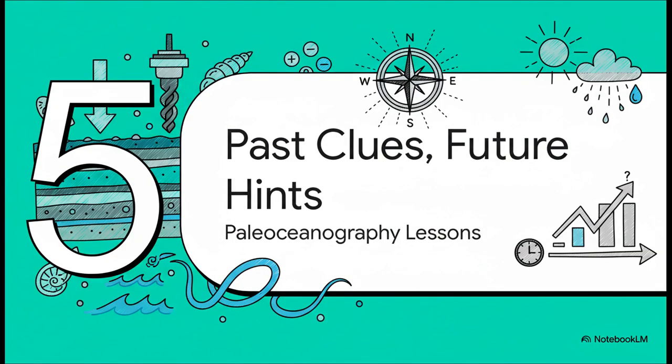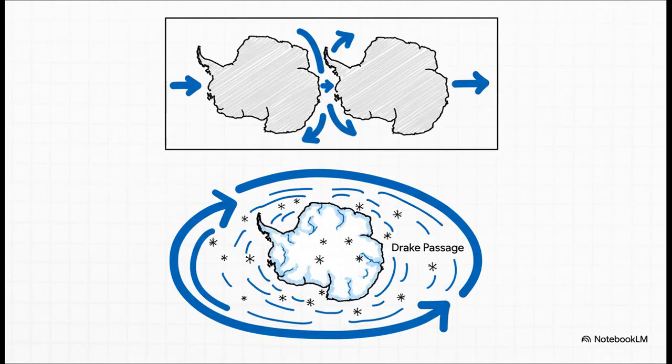And now for our final section, past clues, future hints. In paleoceanography, we use geological records to understand how the ocean and climate system worked in the past. This gives us essential clues for the future. Tectonics can completely change ocean circulation. The biggest example of this is the opening of the Drake Passage, about 34 million years ago.